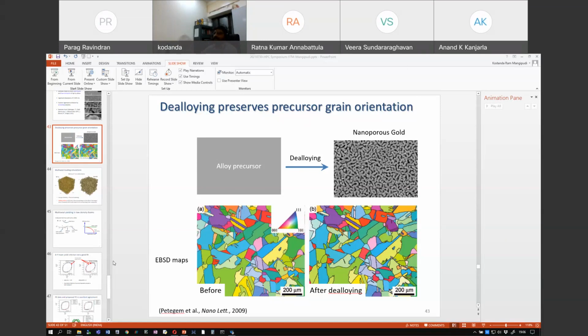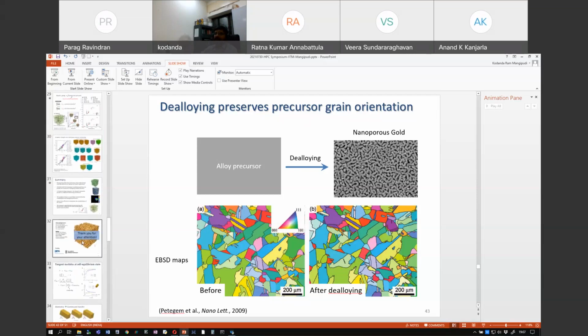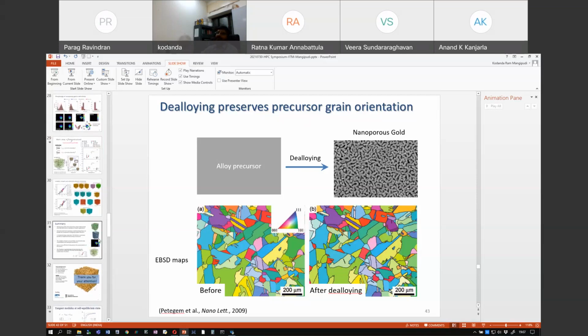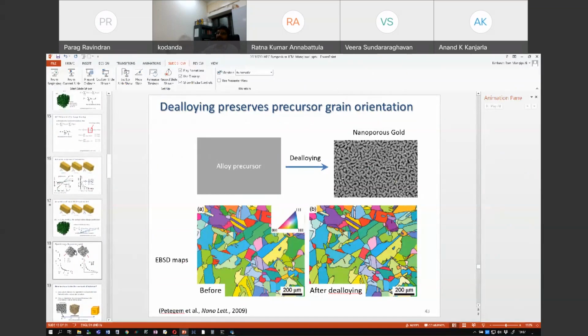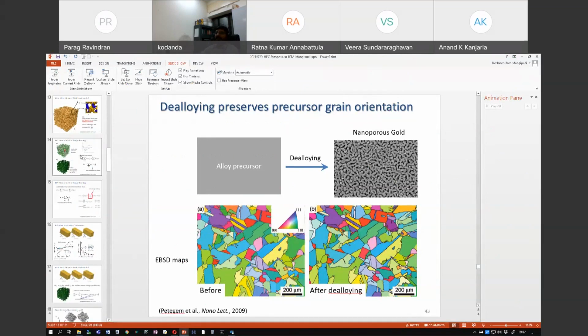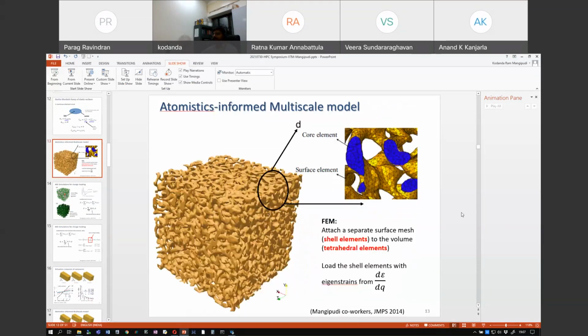So for a given charge, we know how much strain needs to be applied, and that strain was applied in terms of a thermal strain, which is applied to the shell elements. So it basically becomes a surface loading. You could also simply do a surface loading and use a user subroutine, but we thought that's the easiest way to attach it to a shell element and then do it.